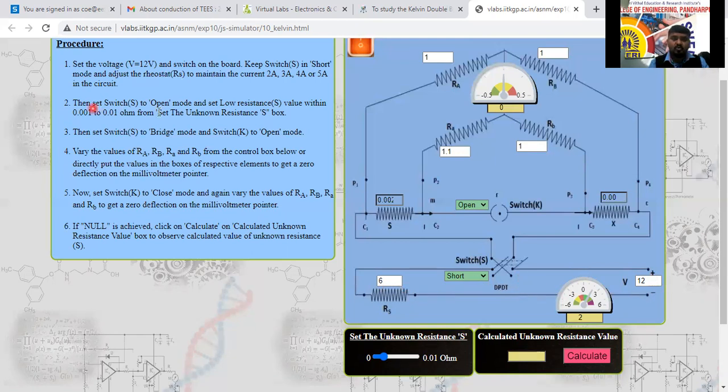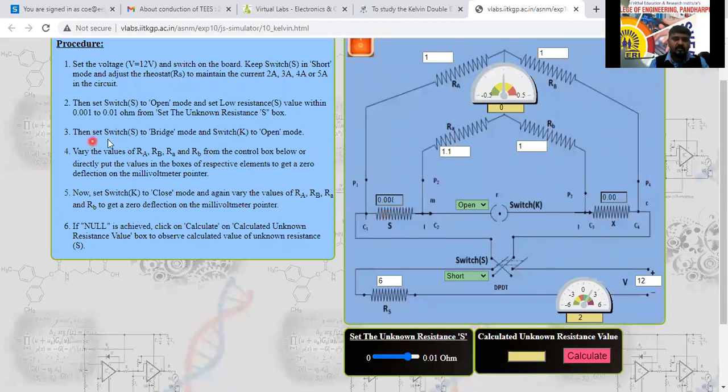Then switch Y to open mode and set a low resistance value within 0.0012 from the set unknown resistance box. It is already in the open mode. By varying this one, we can change it. See here, it is 0.06, 0.01, like that. I will set this one as 0.008. We can note that down. Yes, R3 equal to 0.004 here. You can note this down.